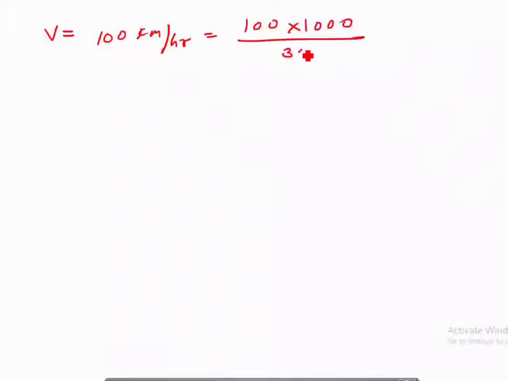So we'll start on the same note: first of all, calculate v. V is given as 100 kilometer per hour. So that becomes 100 into 1000 divided by 3600. I think that is the same, 27.77 meter per second.